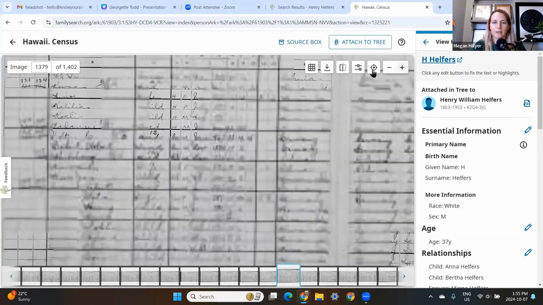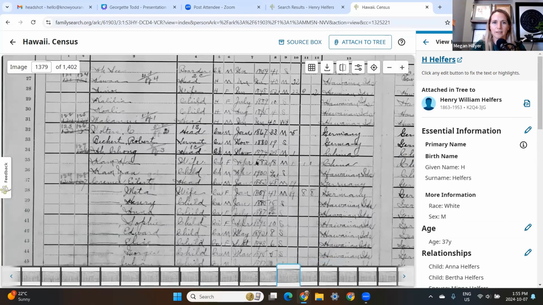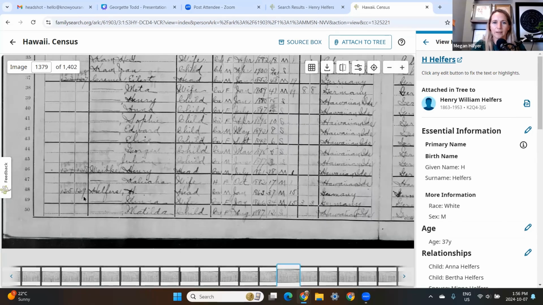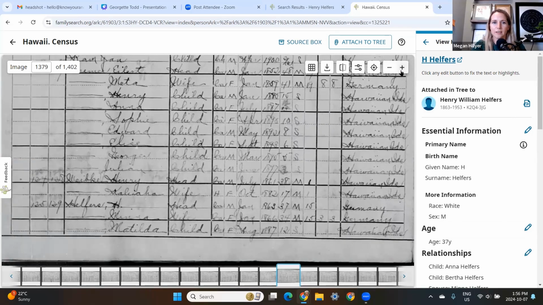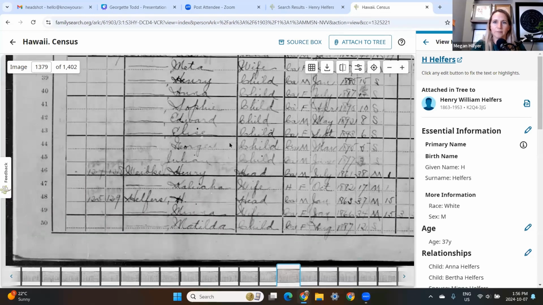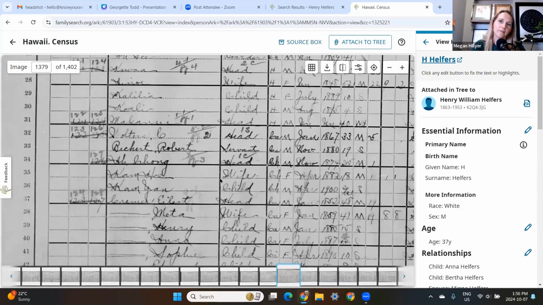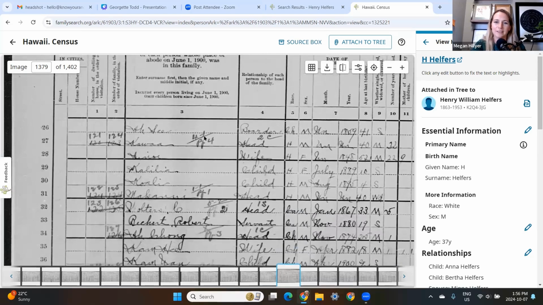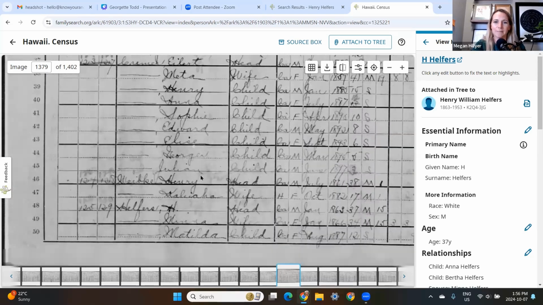Okay, so then we can zoom in and try to find this family. Okay, there they are at the bottom. We have H. Helfers and Mina Matilda. Along this first column, it will have a street name, if there was one, and then the house number. So sometimes if your ancestor lived in a city, you can take that information and look up if that street and house number is still standing, and you can see where your ancestor lived. This one doesn't have a street number or a house number, so it must have lived rurally.